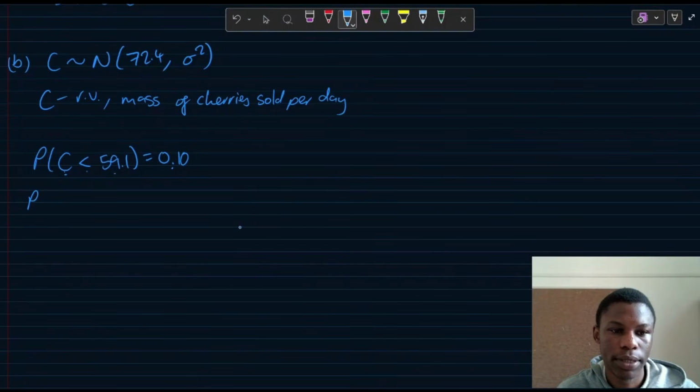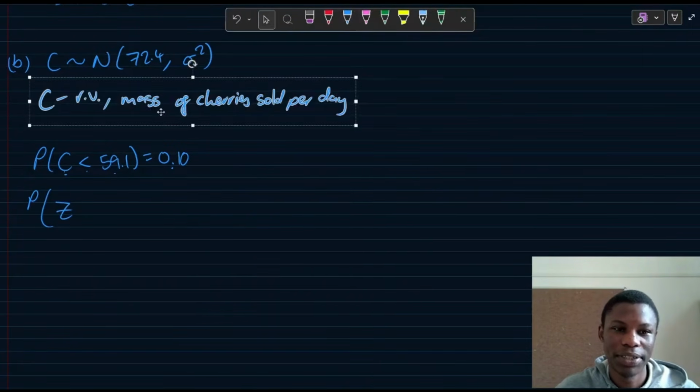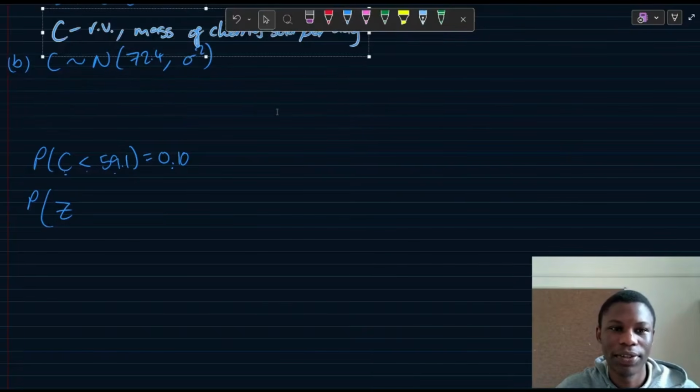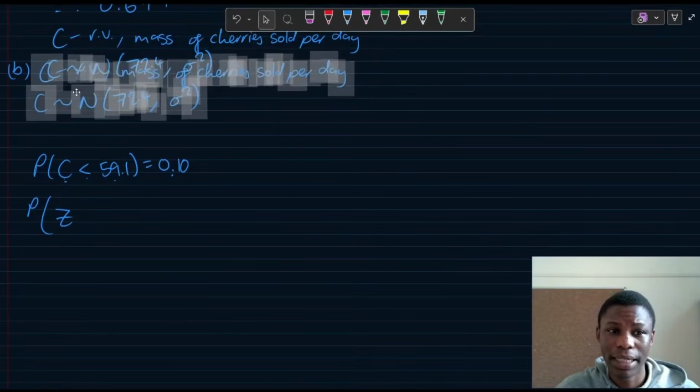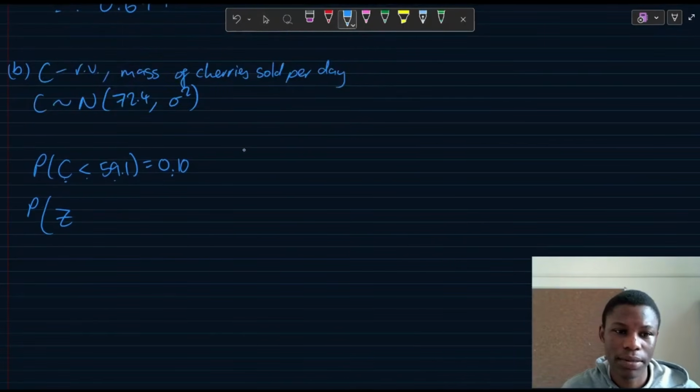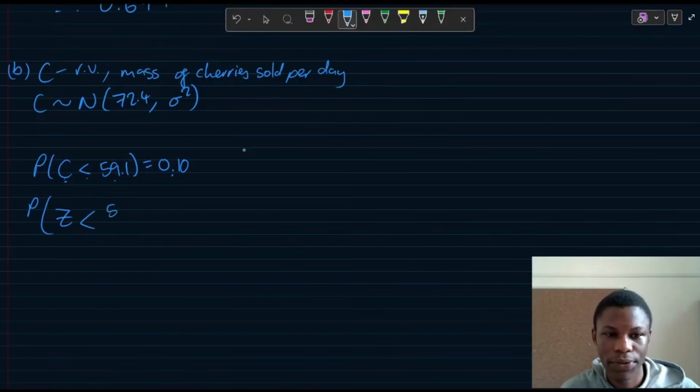So we are going to standardize. If you standardize your C, you get Z. By the way, this should probably come before the distribution. You have to define your variable first. I just defined it so that it makes sense how this probability part comes about. Anyways, standardize your 59.1, subtract mu, which is 72.4, over your sigma, and this is still equal to 0.10.